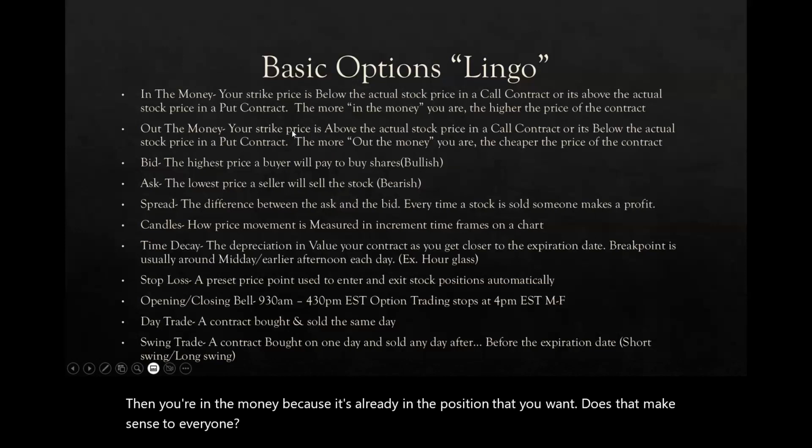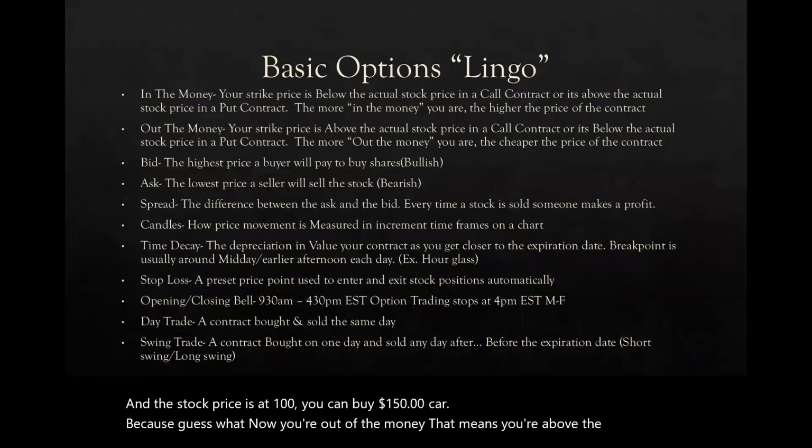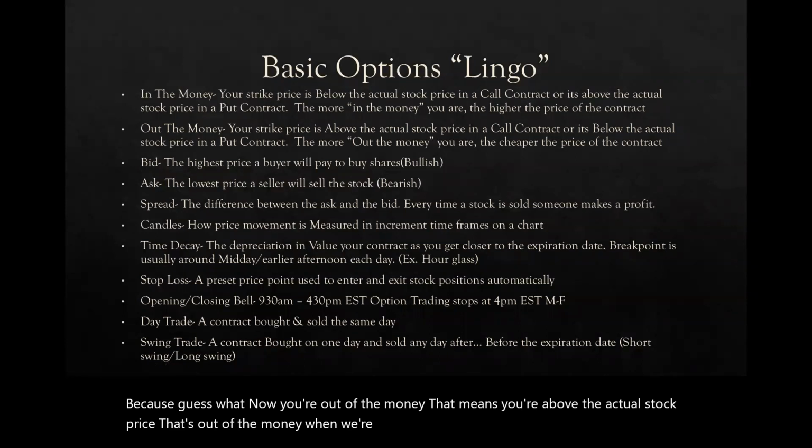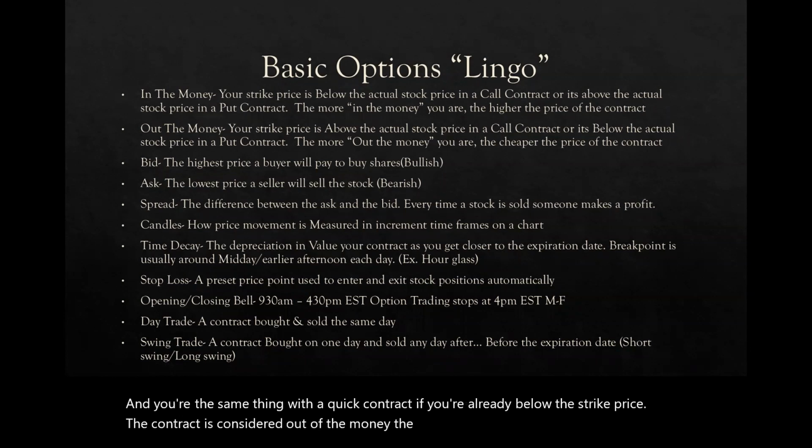All right. Out of the money is the exact opposite. If you buy a call and the stock price is at $100, you can buy a $150 call. Guess what? Now you're out of the money. That means the strike is above the actual stock price. That's out of the money when we're talking about a contract. It's the same thing with a put contract: if you're already below the strike price, the contract is considered out of the money. The farther out of the money you are, the cheaper the contracts are, right?